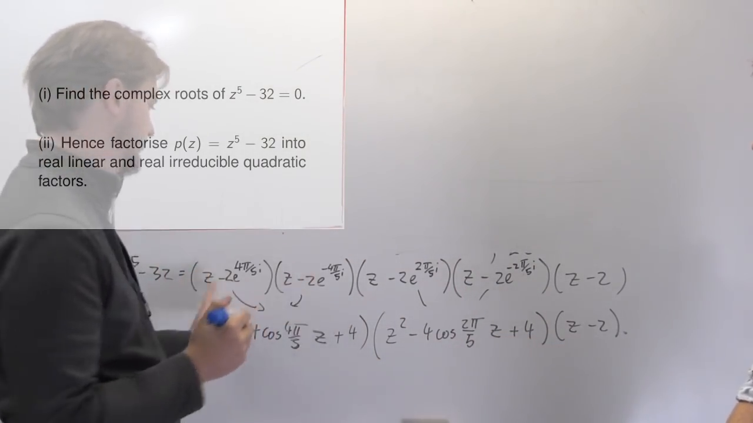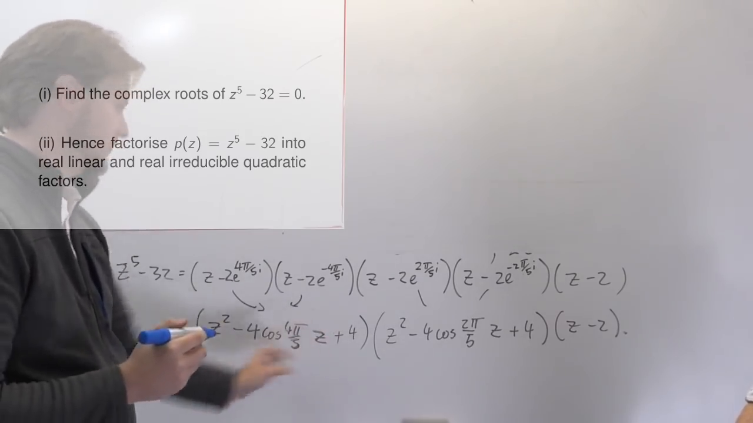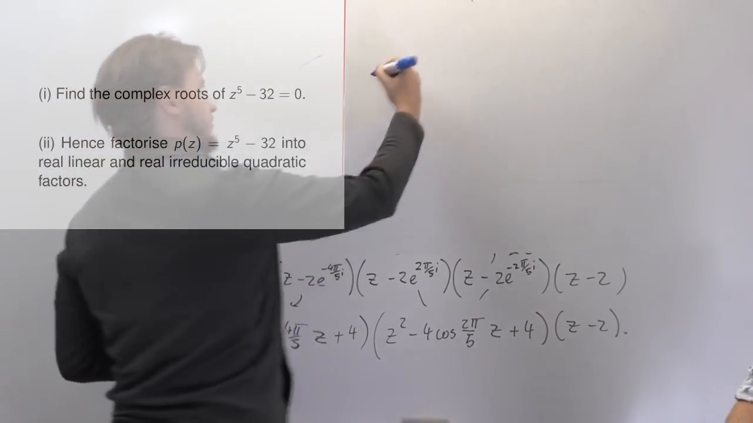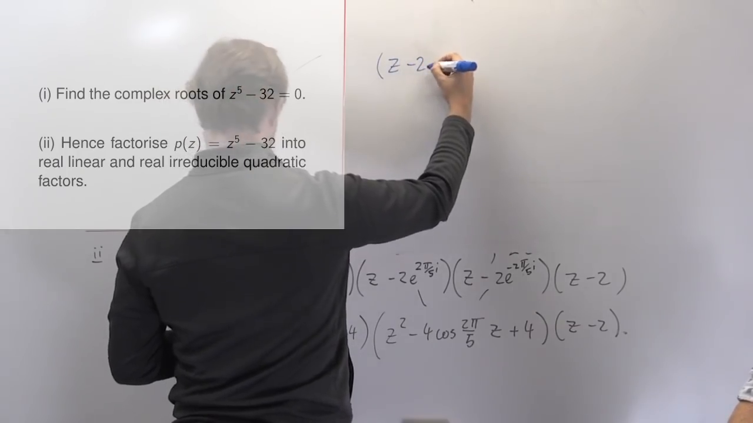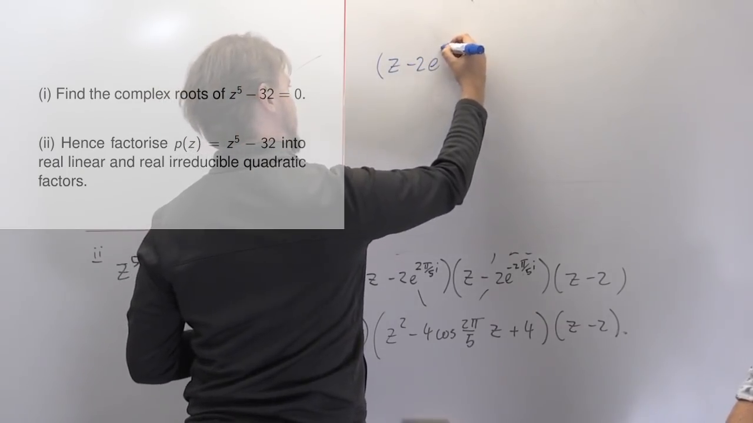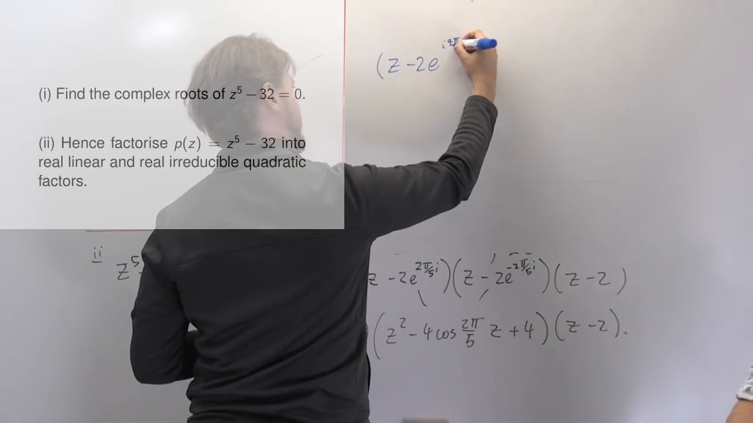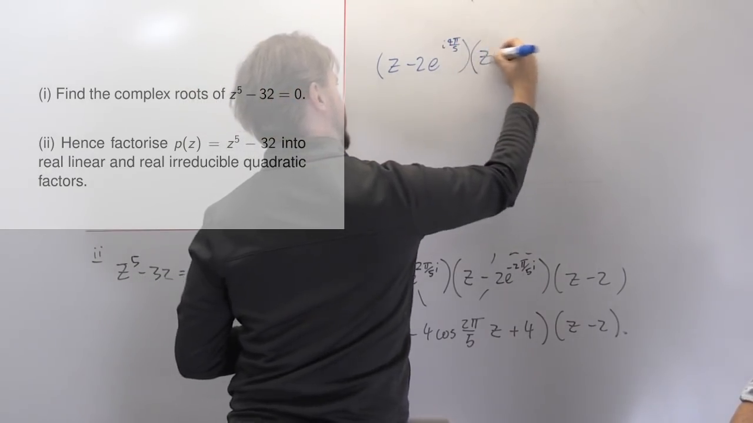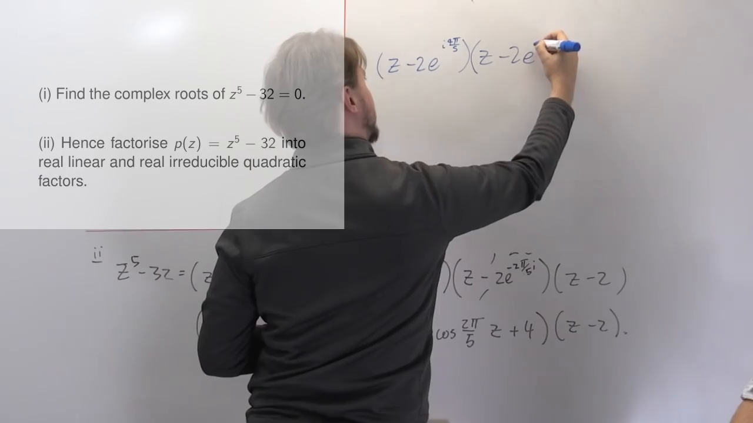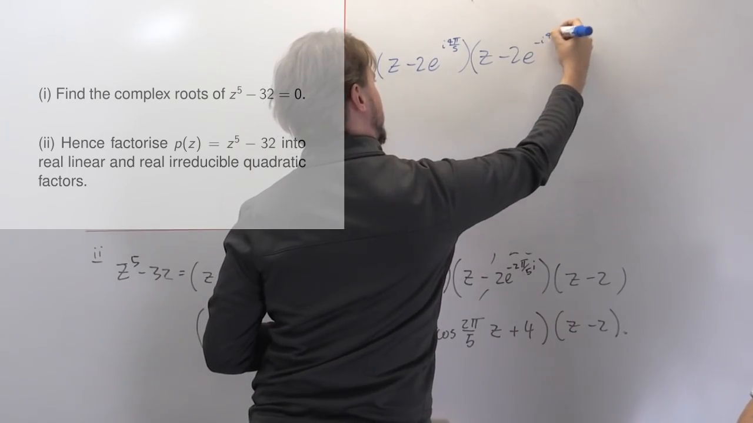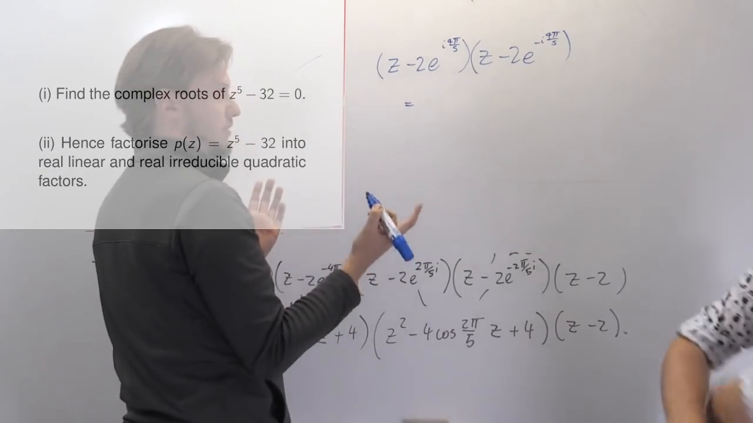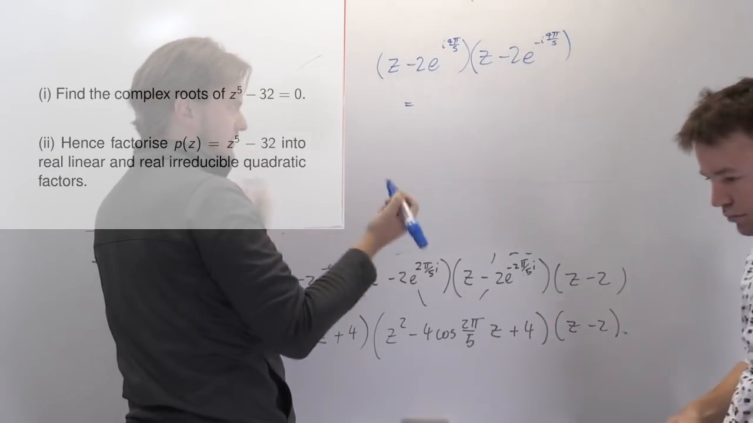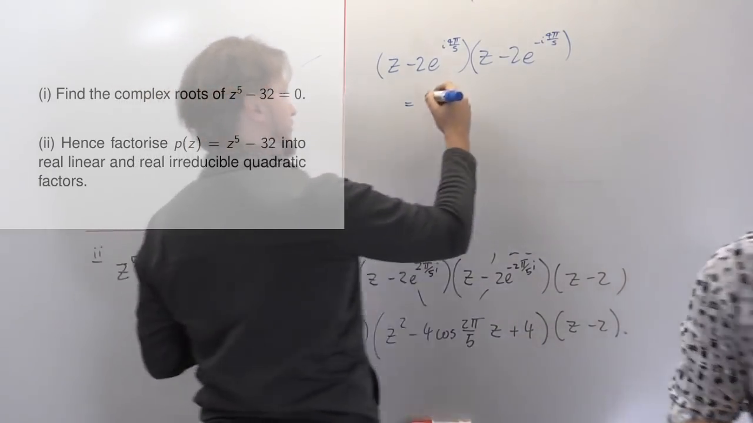Okay, so let's just take these first two and convince ourselves that this is actually true. Having z minus 2 e to the i 4 pi on 5, and z minus 2 e to the minus i 4 pi on 5. Now, this is just a product of two linear factors, and we're probably fairly comfortable about expanding these sorts of things, so let's just do that.